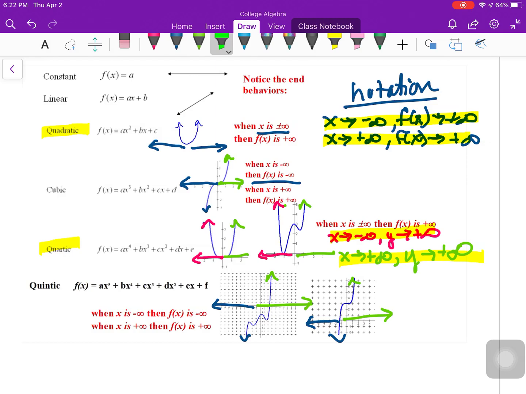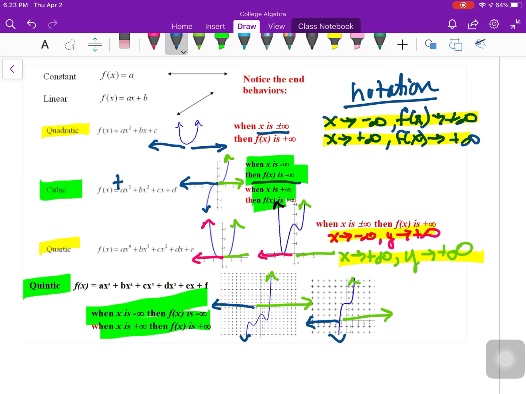Do you notice that the end behaviors of the cubic and the quintic are the same? So when the degree is odd, the end behaviors will act opposite of each other. In other words, if you notice, this had a positive leading coefficient, as well as this one.